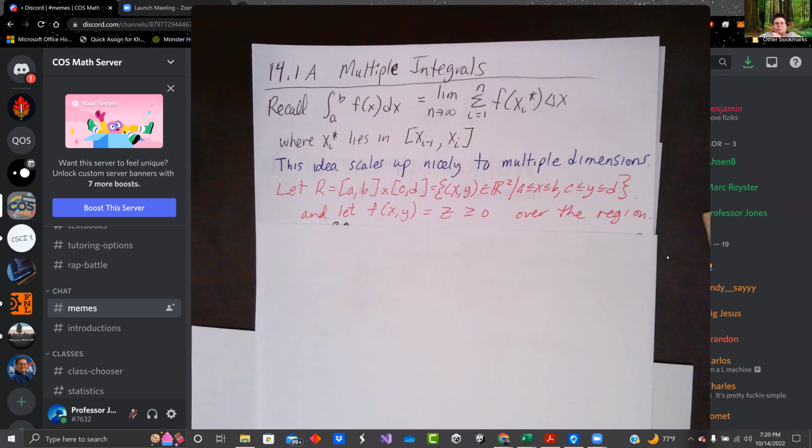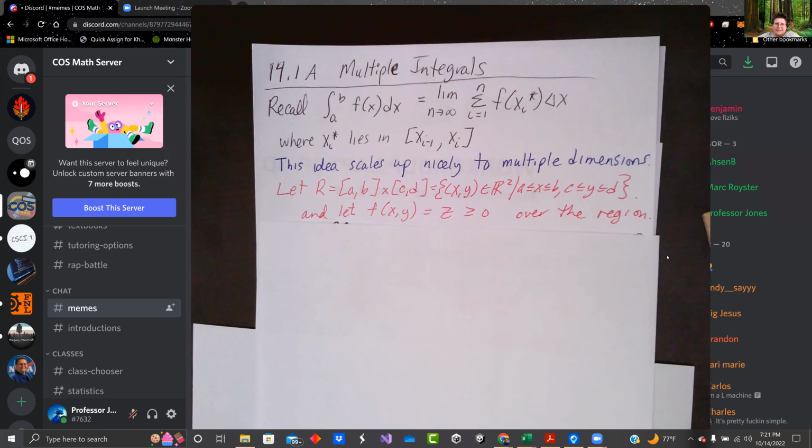We're going to start chapter 14 in Calculus 3 in the 11th edition of the Anton book. In this section, we're starting to cover multiple integrals. We've done partial derivatives and derivatives in any direction. Now it's time to start looking at doing integration.